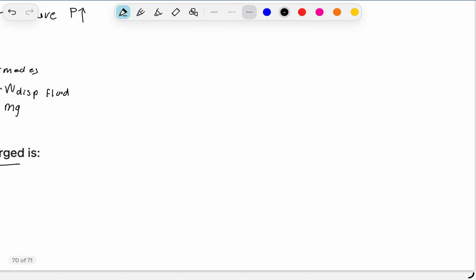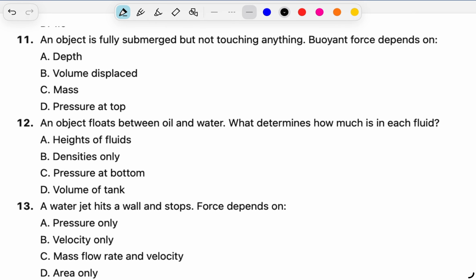Now for our next question, we have an object that is fully submerged but not touching anything. The buoyant force depends on what? Well, we have Archimedes' principle again.